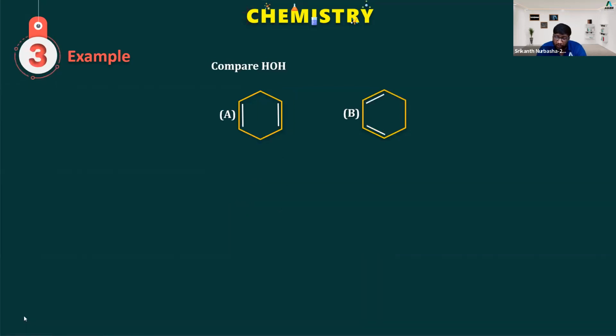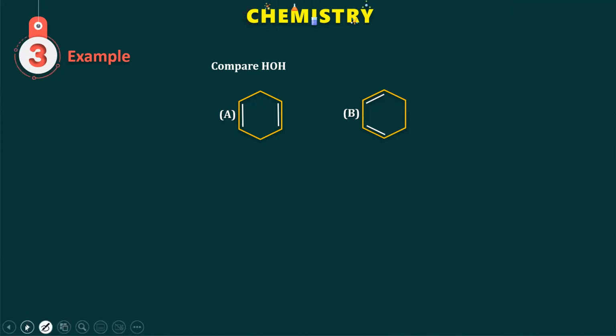Now we have the same pi bonds. A and B both have 2 pi bonds. Which alkene is more stable? B, because of resonance. Because of resonance, B is more stable.